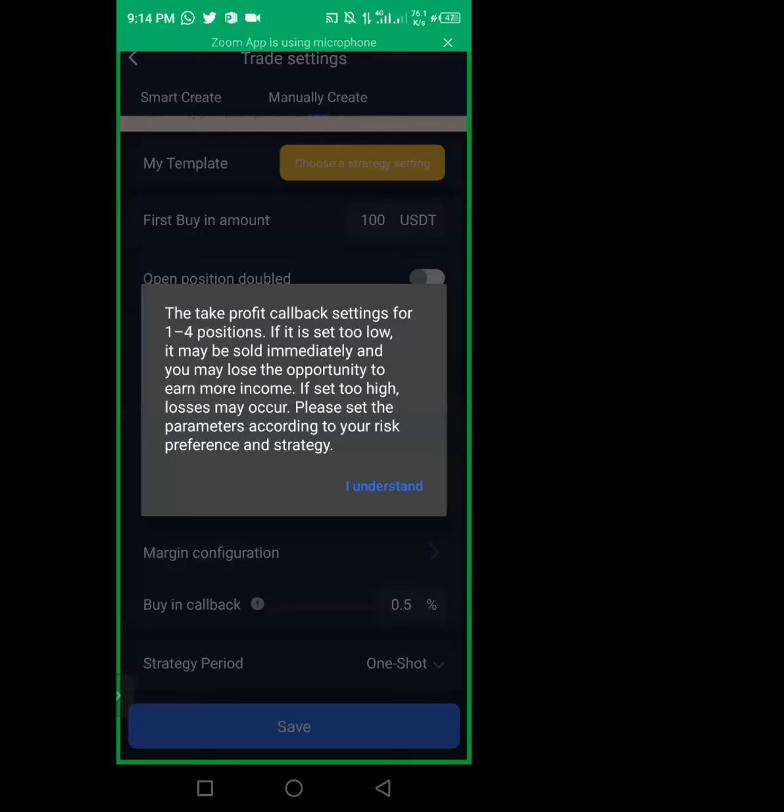And the setting, they said the take profit callback settings are for positions 1 to 4. If it is set too low, it may be sold immediately and you may lose the opportunity to earn more income. If it is set too high, losses may occur. Please set the parameters according to your risk preference and strategy.